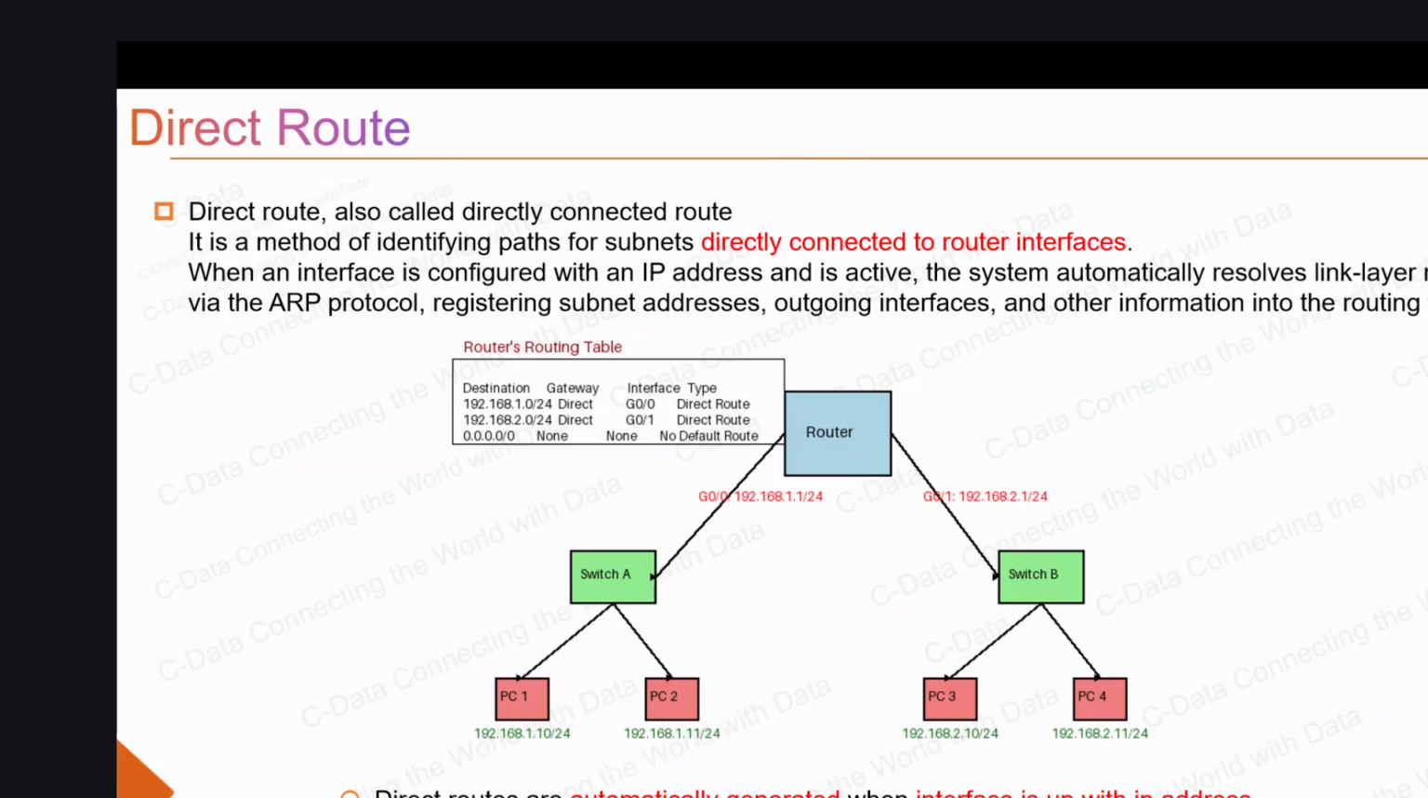The direct route has the highest priority. We can see this keyword: automatically generated, and that is the highest. So this is the so-called direct route.